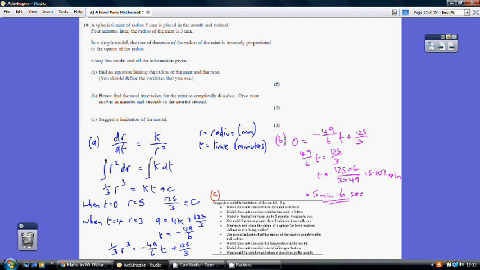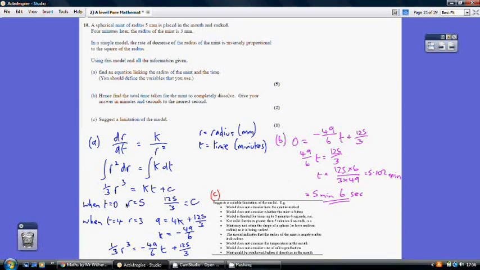Now, we can write this as saying this is the integral of r squared dr, sort of effectively multiplying both sides by r squared, equaling the integral of k dt. So it's effectively multiplying through by dt. So big point, getting from here to here: we're getting all the r's on one side, and the t's on the other, if you like. So we just integrate, that's easy enough. So a third r cubed equals kt plus c.